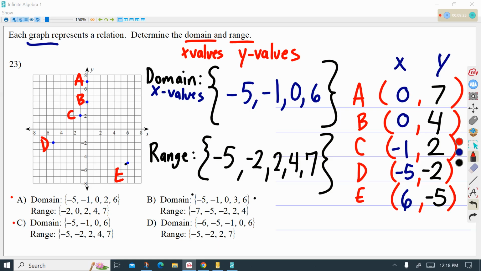Notice in A, it contains 2 in the domain, okay? But there is no point at x equals 2. You see that? This is x equals 2. There's no point there, okay? So this can't be. That's not true. Okay, it can't be A.